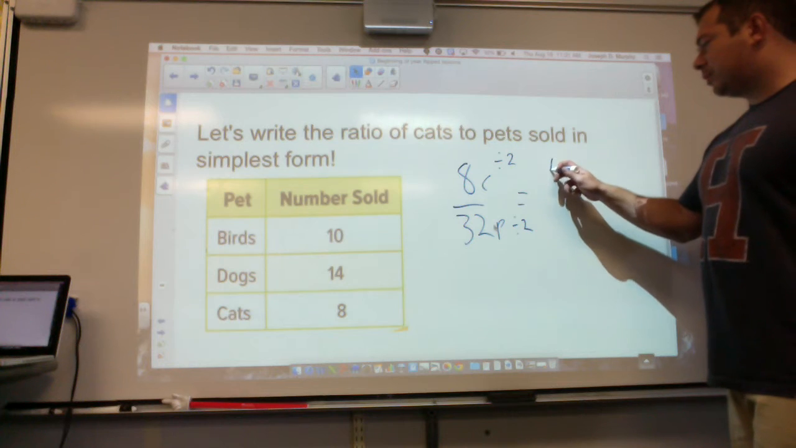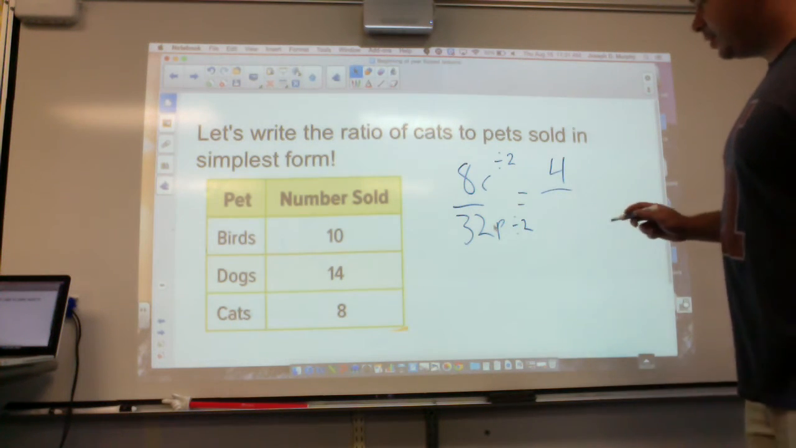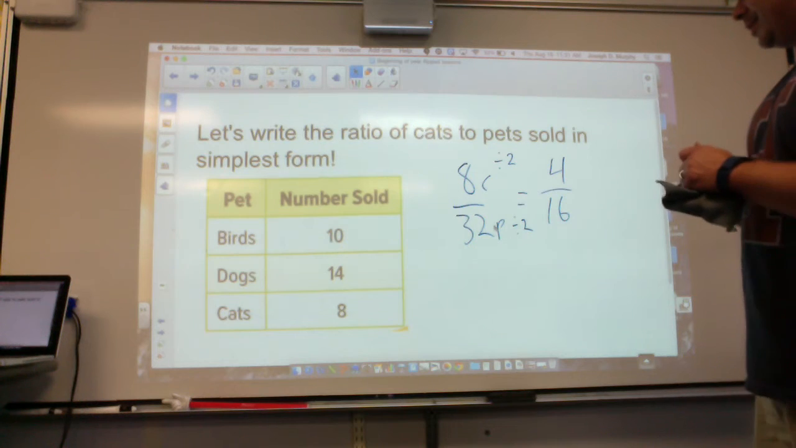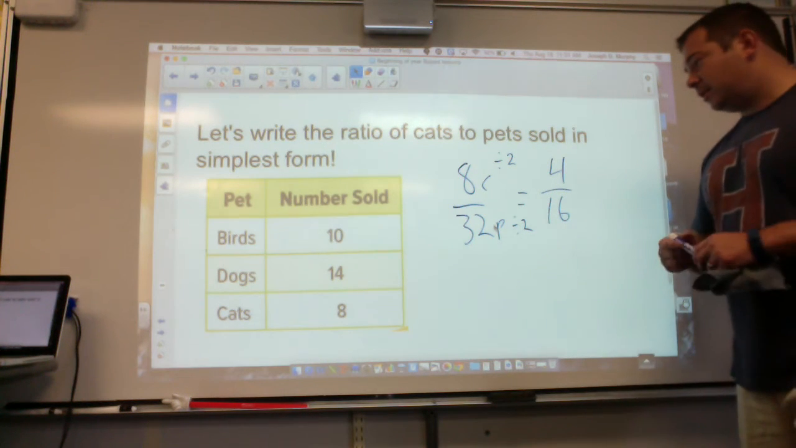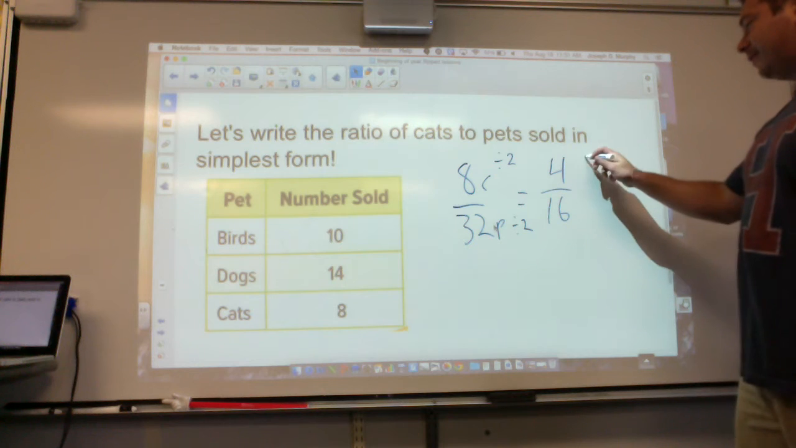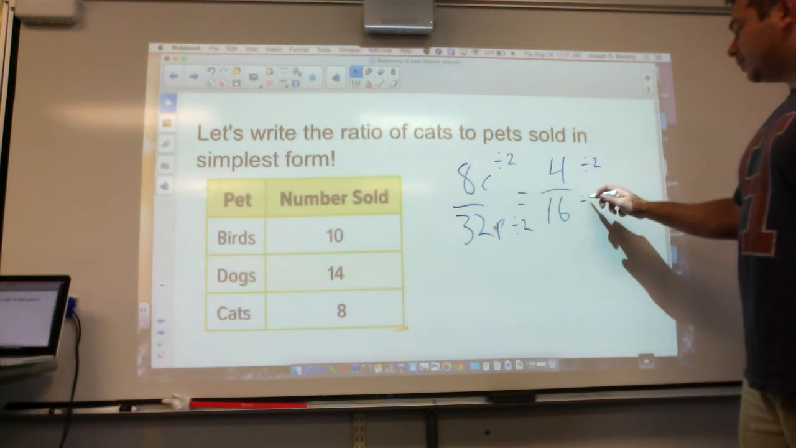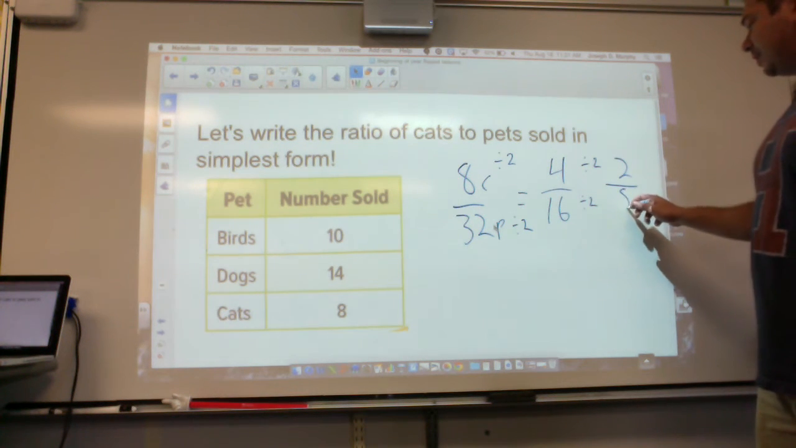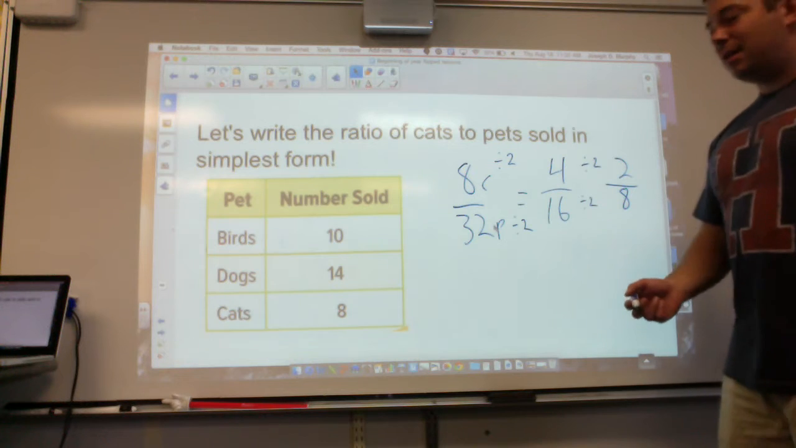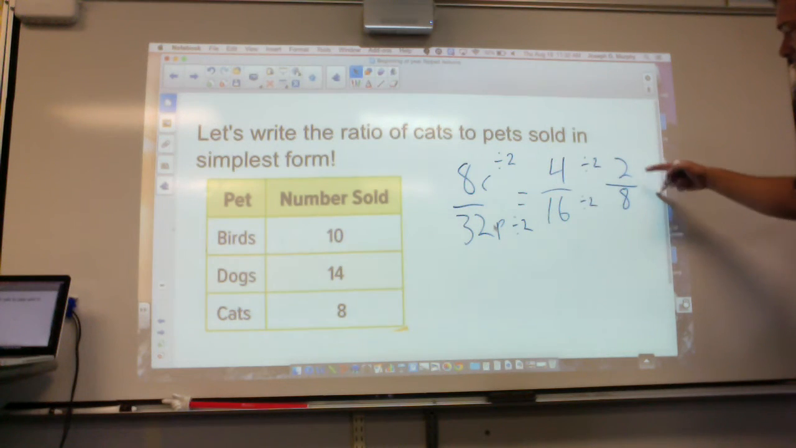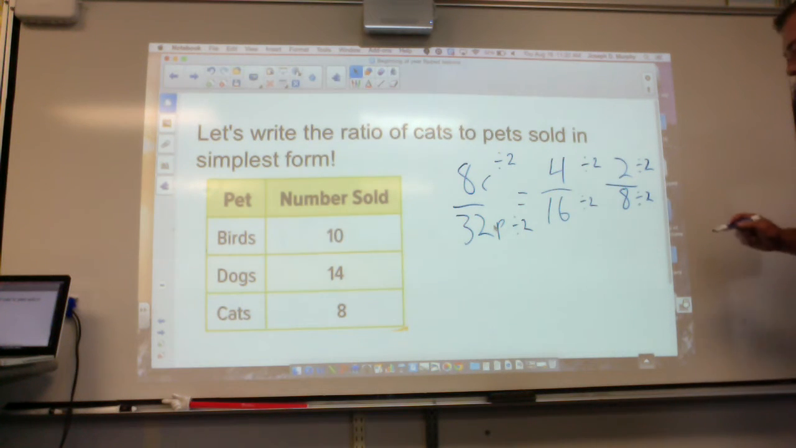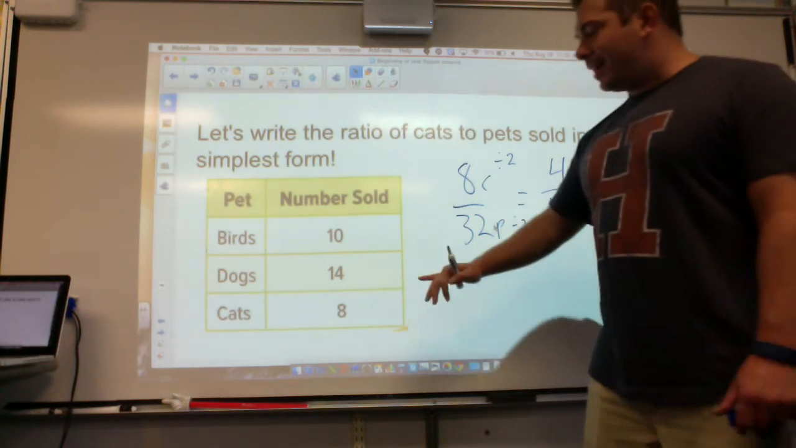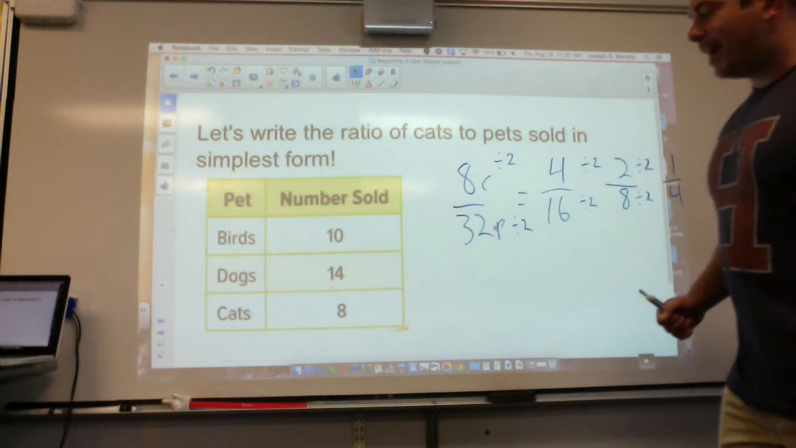8 divided by 2 equals 4. And 32 divided by 2 equals 16. I notice that I can keep reducing, because I'm not to my simplest form yet. I could divide by 2 again, and get 4 divided by 2 equals 2, 16 divided by 2 equals 8. I'm still not done, because I can reduce it some more. These both have common factors of 2 again. Divide by 2, divide by 2, and I get 1 over 4. So for every 1 cat, I'm going to have 4 pets total.